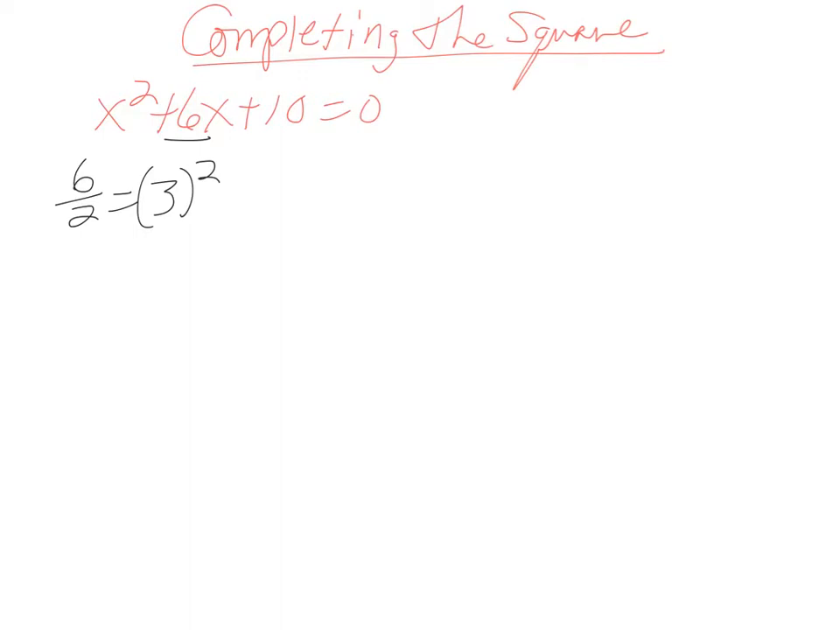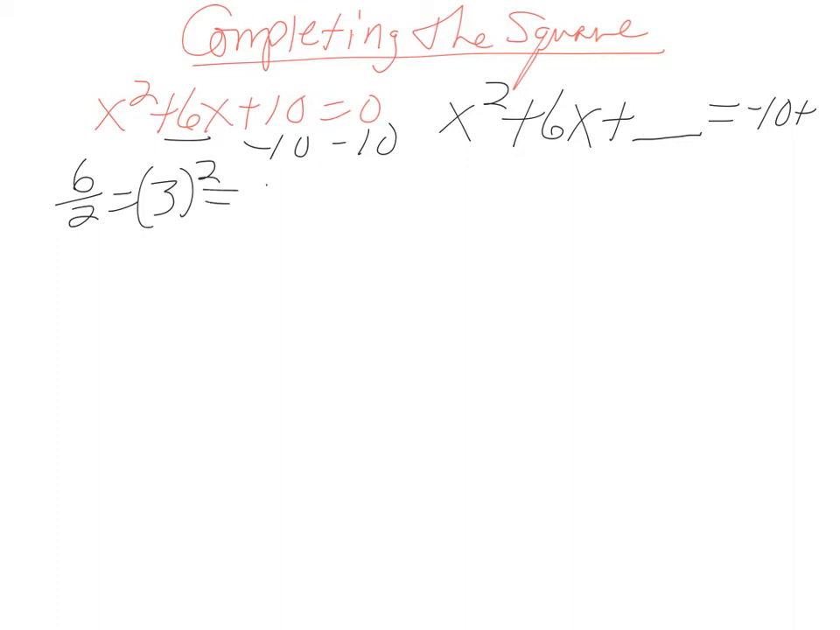Actually, let's go back to this. We need to put this on the other side. Sorry about that. So really we have x squared plus 6x plus blank, because we have to find that new c, equals negative 10 plus, then we're going to put it in there. That's the first step of putting that c on the other side. Then you're going to take your middle term and take half of it, then square that, which would be 9, and that's going to be your new c. So it would be 9 here and 9 over there.